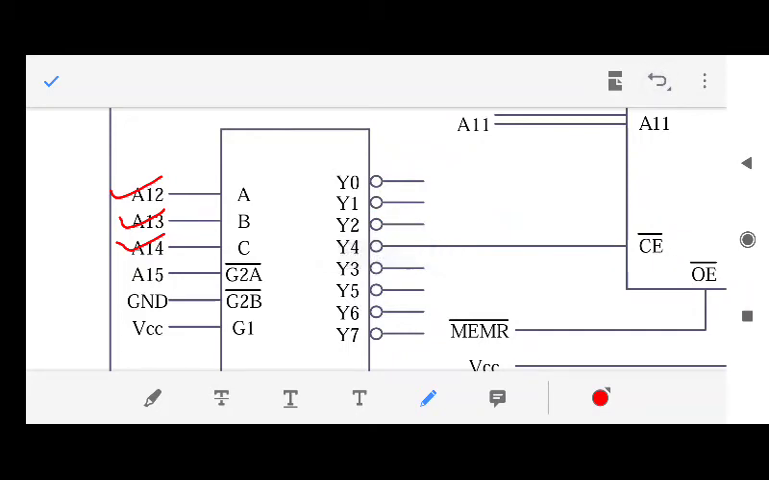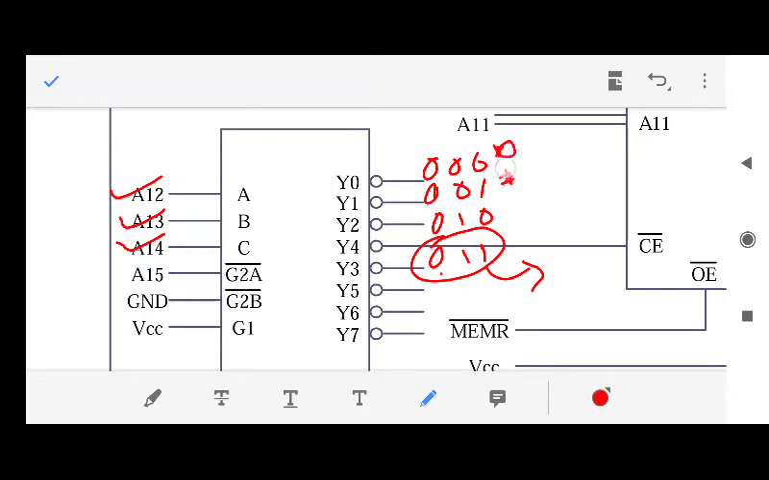Y4 will become active when this is 0 0 1 1. Fine. What is 0 1 1? 0 1 1 means, in decimal, 3. Here the pins are numbered 0, 1, 2, 3. So 0 1 1 means 3. That means the third pin is connected to chip enable. 0 1 1 means this pin should be 0 1 1. That means the address, this should be 0, we've already understood. So this should be 0 0 1 1.